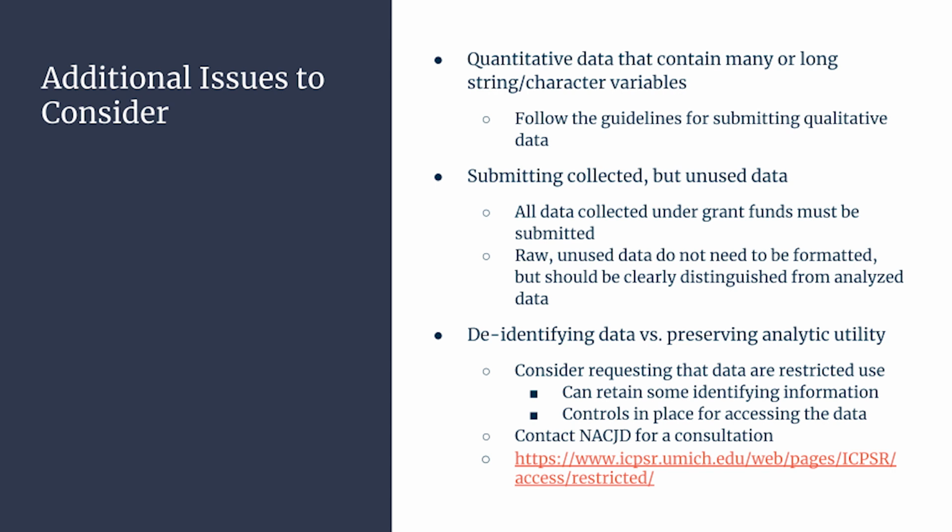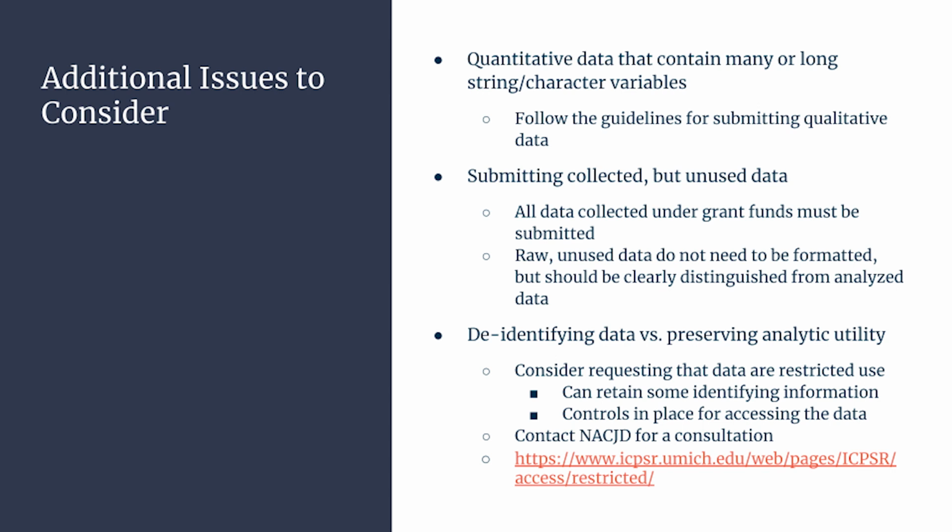Both NACJD and NIJ often get questions from grantees about how to adequately de-identify data in order to protect the privacy of research subjects, while also ensuring that deposited data remain useful for secondary analysis. So it's a balance of minimizing disclosure risk and maximizing analytic utility. If after removing the direct and indirect identifiers from the data, you still feel there is a disclosure risk, or if you feel that removing potentially identifying information would impair the analytic utility of the data, you may want to consider requesting that your data be restricted use.